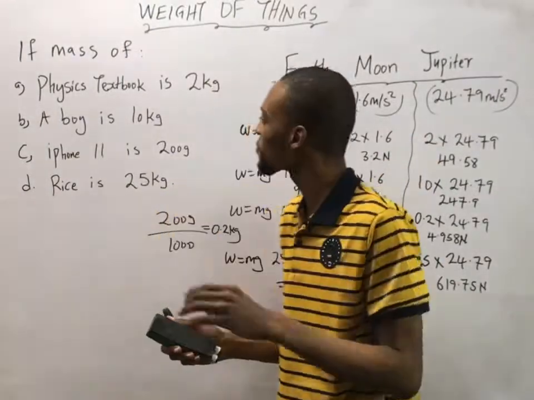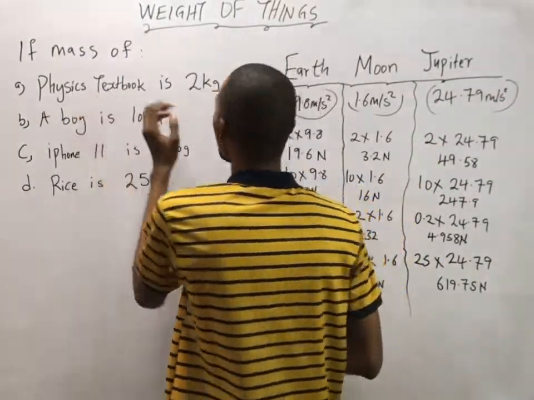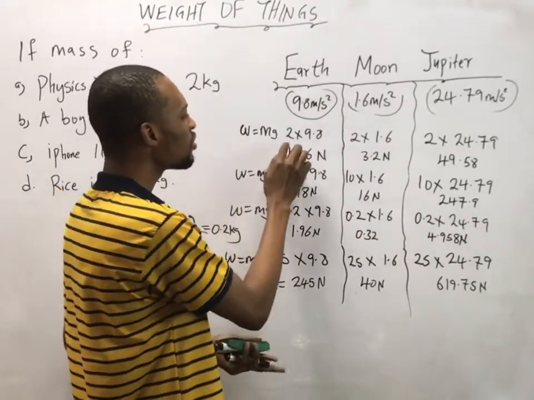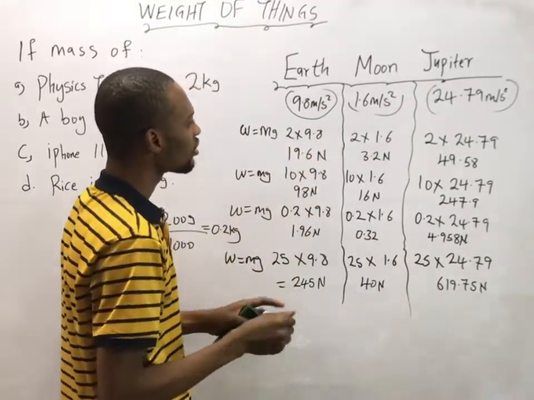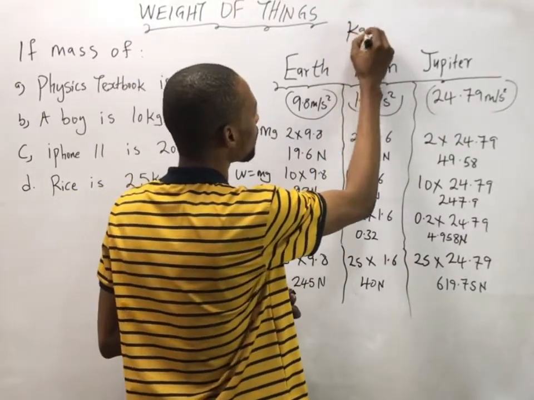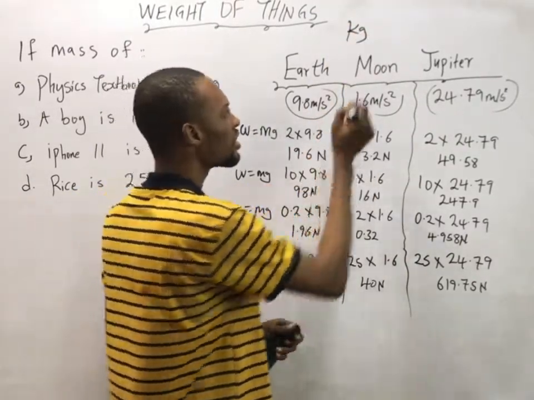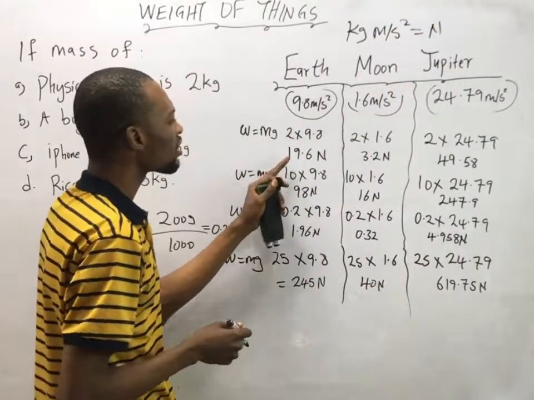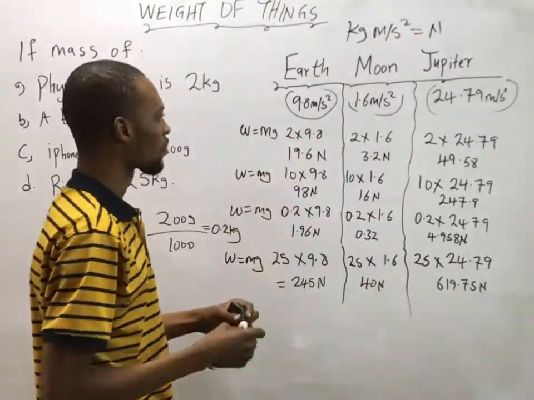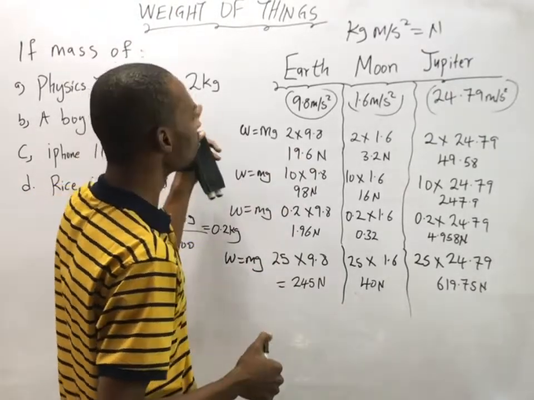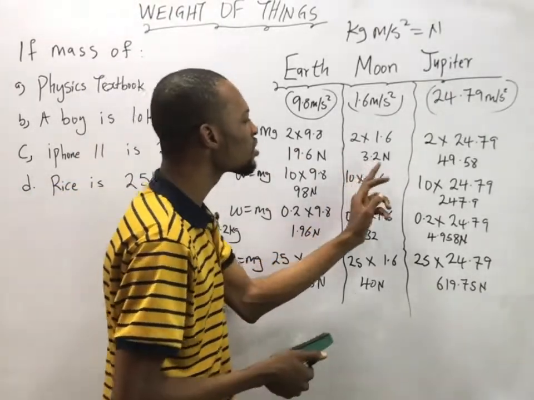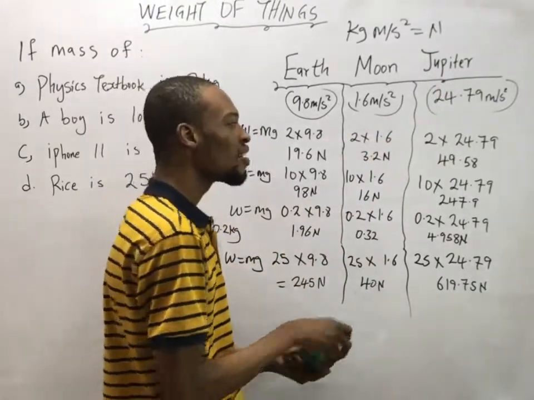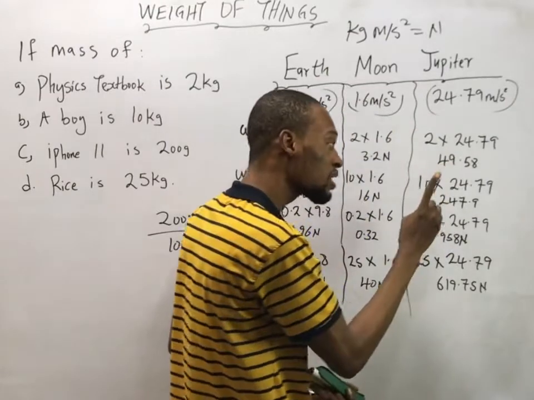Now you can see that for a textbook of 2 kg on Earth, the weight will simply be 2 times 9.8. That's mass in kilogram, acceleration due to gravity in meters per second squared, which equals Newton. On Earth it will be 19.6 Newton, while the same physics textbook will weigh 3.2 Newton on the moon. Taking it to Jupiter, it will weigh 49.58 Newton.